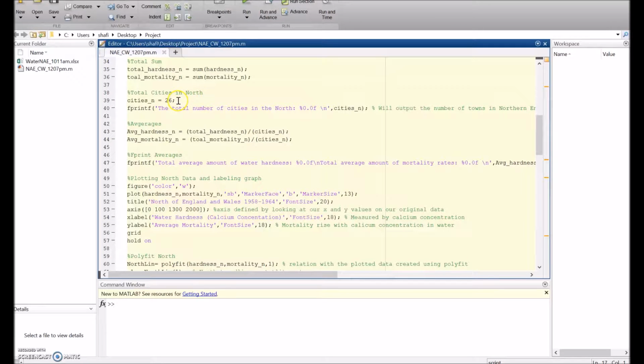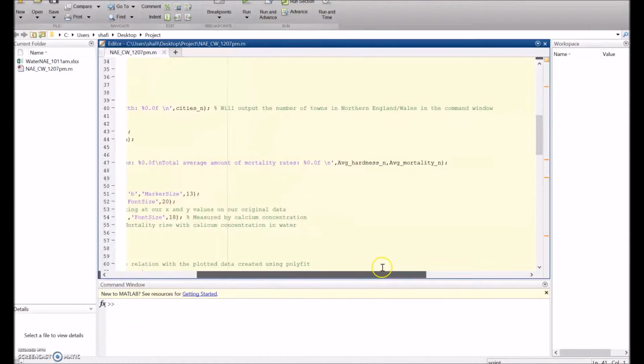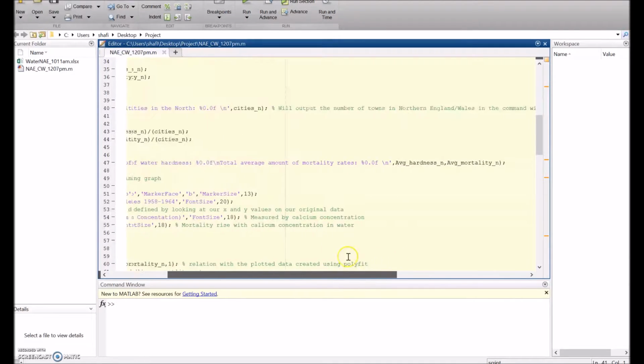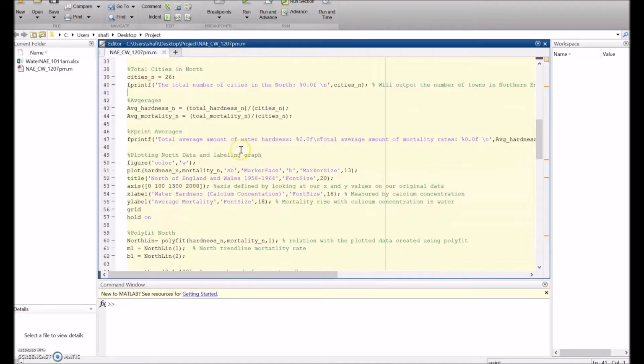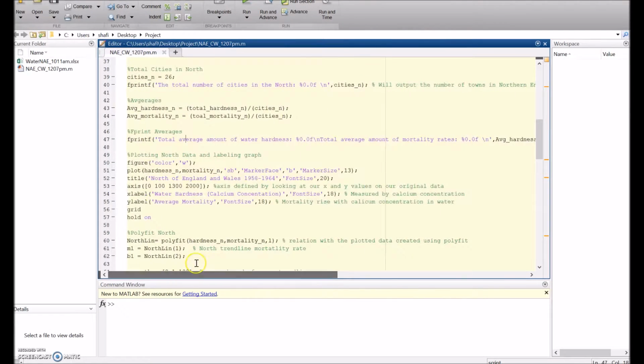And the total number of cities in the north was 26, and we decided to fprintf the total number of cities in the north so the user has more information. From there, we decided to take an average by putting the total hardness in the north over the total cities. And we decided to fprintf as well: total average amount of water hardness, total amount of mortality rates.